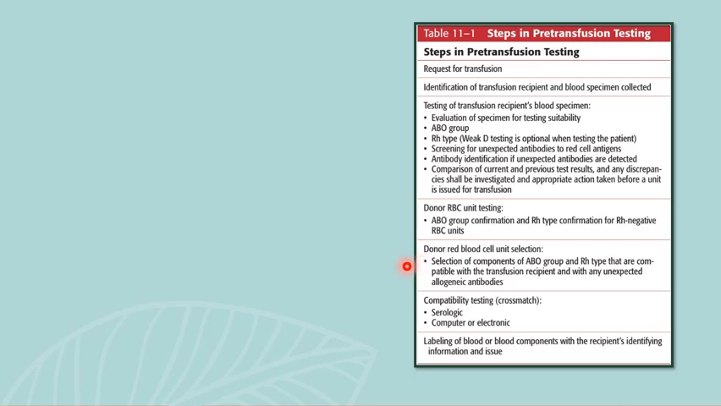Next will be the donor red cell unit selection. So selection of components of ABO group and RH type that are compatible with the transfusion recipient and with any unexpected allogenic antibodies. Next will be the compatibility testing or cross-match. So there is the serologic or computer or electronic cross-match. And lastly is the labeling of blood or blood components with the recipient's identifying information and issue.